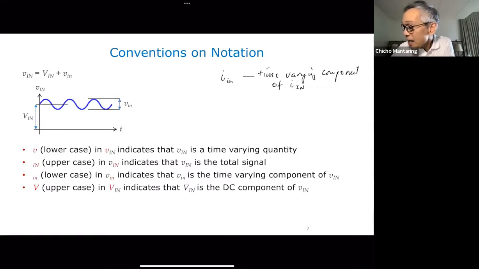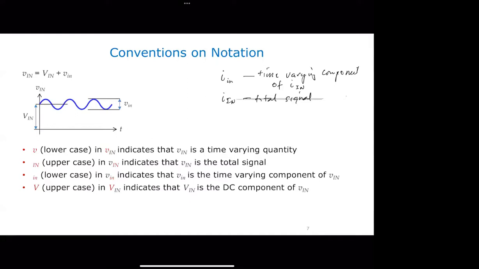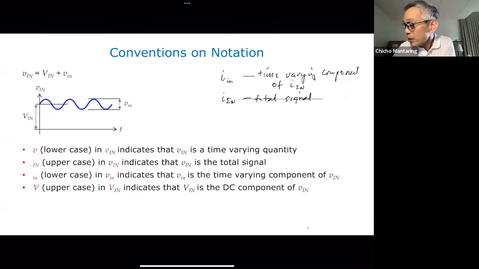And when you have capital I_N, that says this is a total signal. It has a DC component, and it also has a time varying component. Now, what will the DC component of this be? Can someone tell me? Sir, capital I, capital I_N po. That's right. So the DC component of this will be capital I_N.